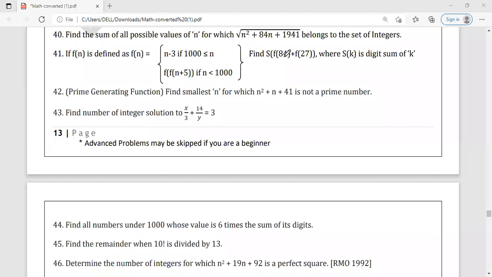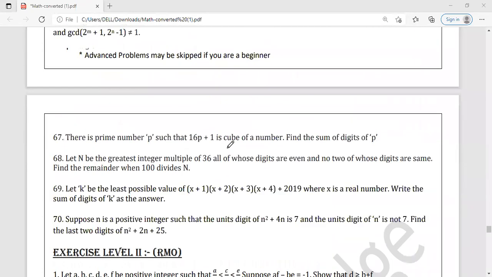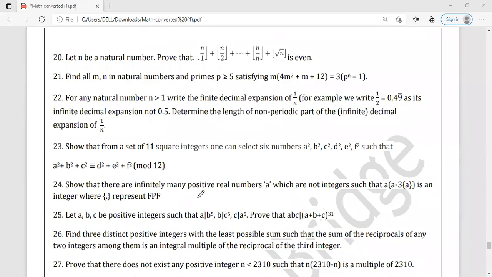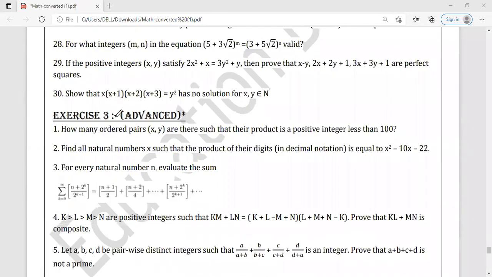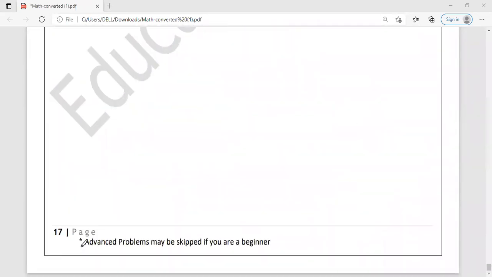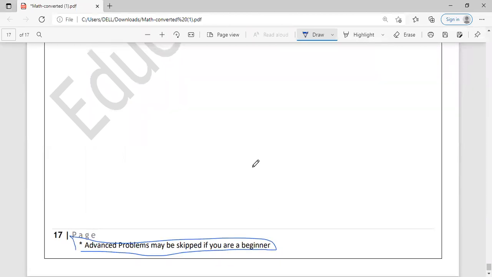Before that, I am showing you. Part 1 is PRMO level problems. It consists of 70 problems. Level 2 is RMO. It consists of 30 problems. And exercise 3 is some advanced level problems. It is only 15 problems. So you may skip the advanced part if you are a beginner. So this is the thing.